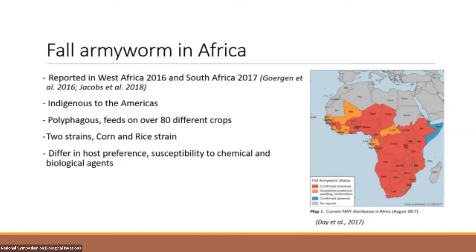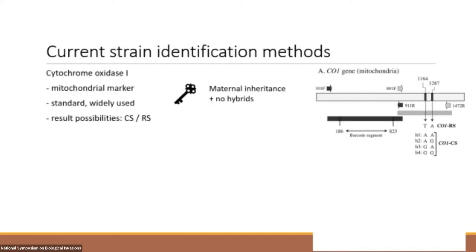It's important to note that these strains differ in host preference and their susceptibility to chemical and biological agents. As the two strains are morphologically indistinguishable, the identification methods include molecular markers. The first marker I'll discuss is the cytochrome oxidase 1 gene, or the COX gene. This is widely used in insect identification. One could say this is the standard marker.